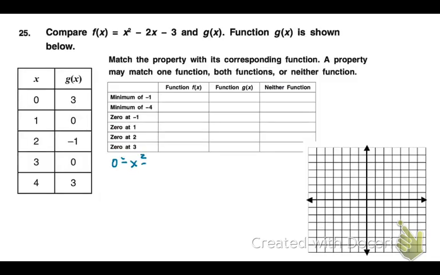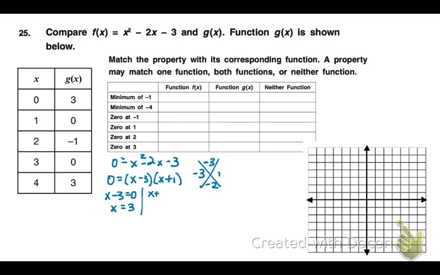All right, so let's look at f of x. Here we've got an equation. So let's do what we just talked about. Let's factor it. So two numbers that will multiply to give us negative 3 and combine to give us negative 2 are negative 3 and 1. So it will factor as x minus 3 times x plus 1. So those are our two zeros. I know that it's going to open up, so it will have a minimum.